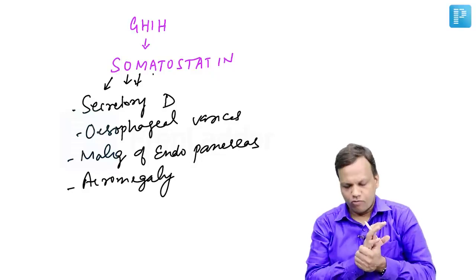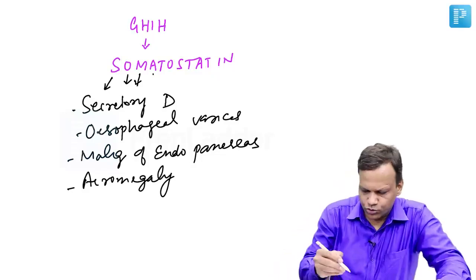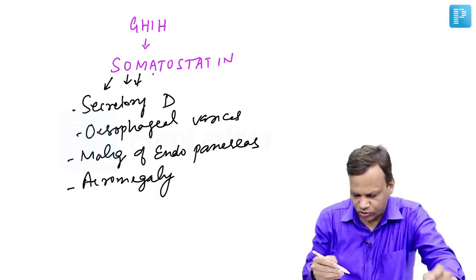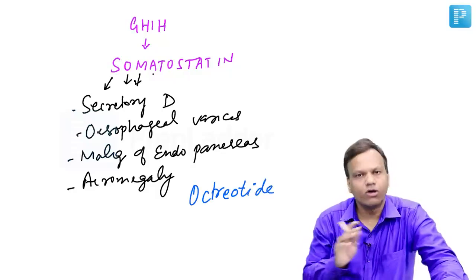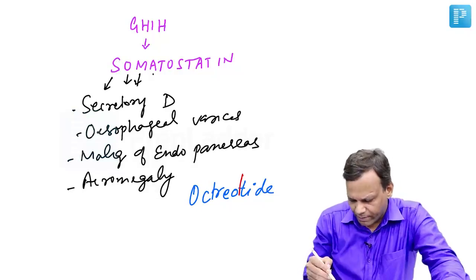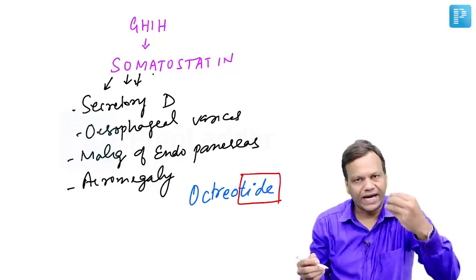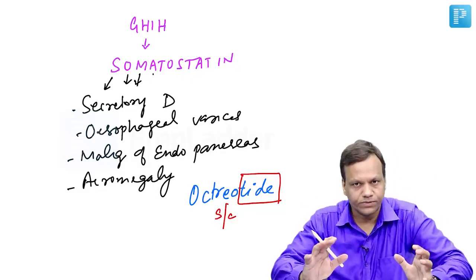So used for 4 indications, but somatostatin is very short acting. So we will use a long acting derivative of somatostatin, which is octreotide. So octreotide is used for all these indications. And important to remember, octreotide, the name ends with tide, means it is a peptide. So it cannot be given orally. So it is given by subcutaneous route.